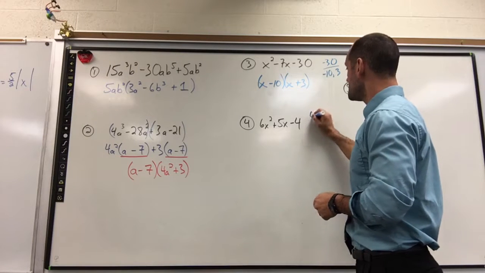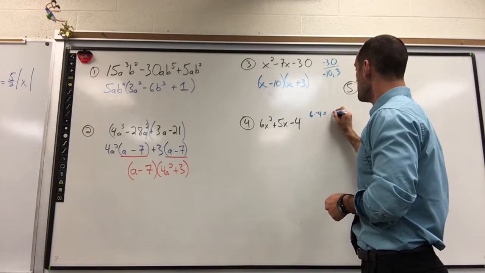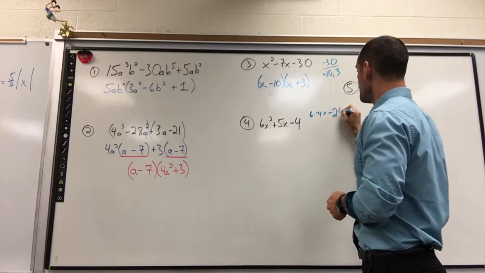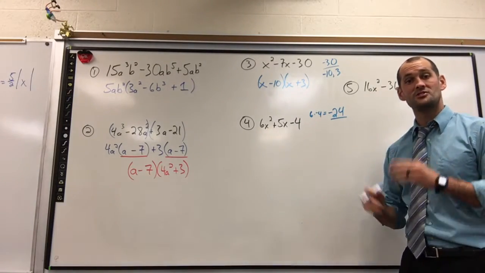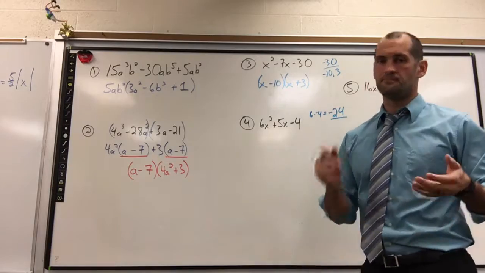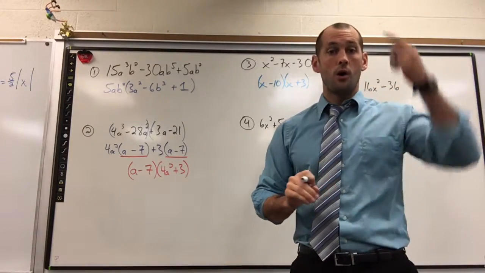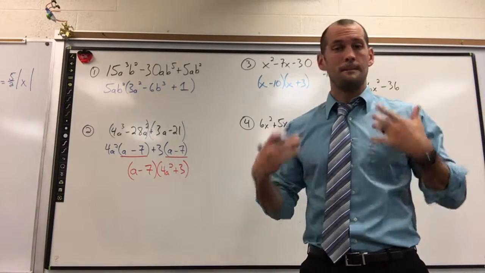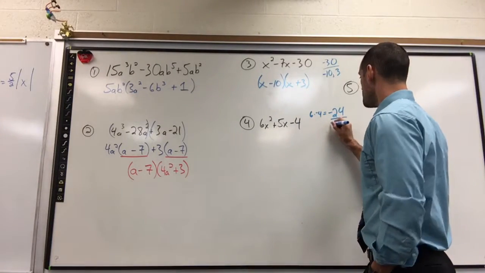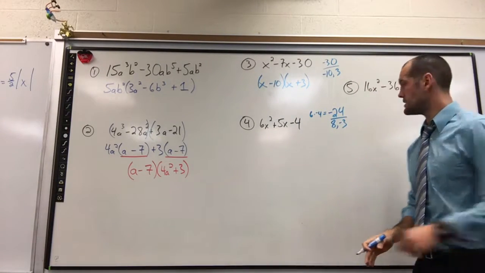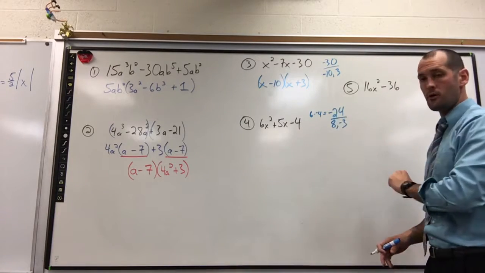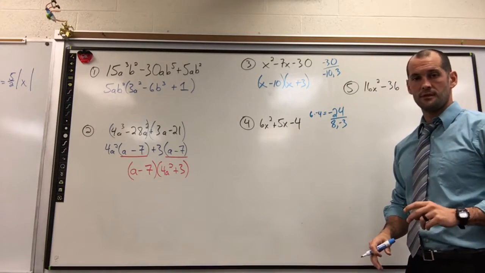So I have to do 6 times negative 4. So I'm looking for factors of negative 24 that add to positive 5. Factors of negative 24 that add to 5. Again, make your exhaustive list if you'd like, or start running numbers in your head. Mental math, I come up with 8 and negative 3. That is the only combination that multiplies to negative 24 and adds to positive 5.